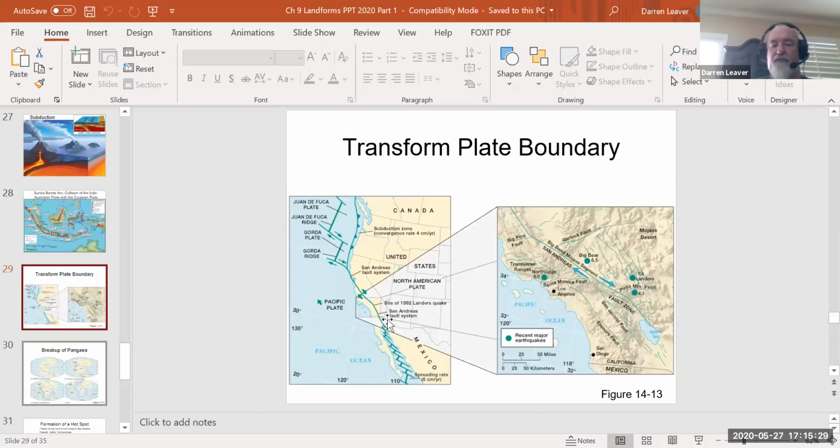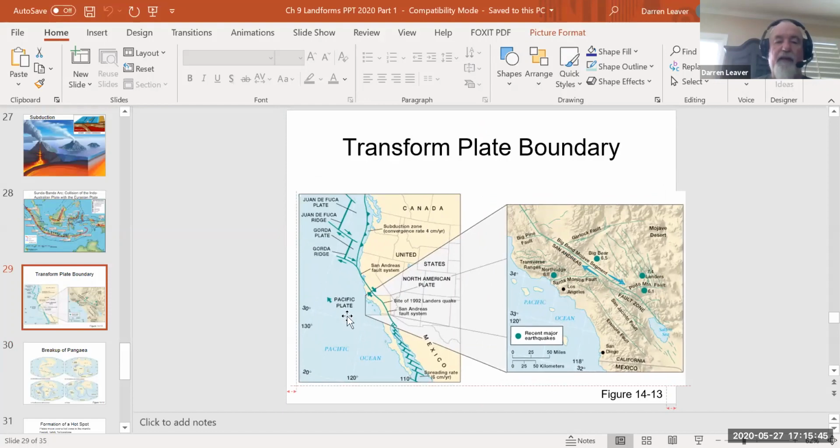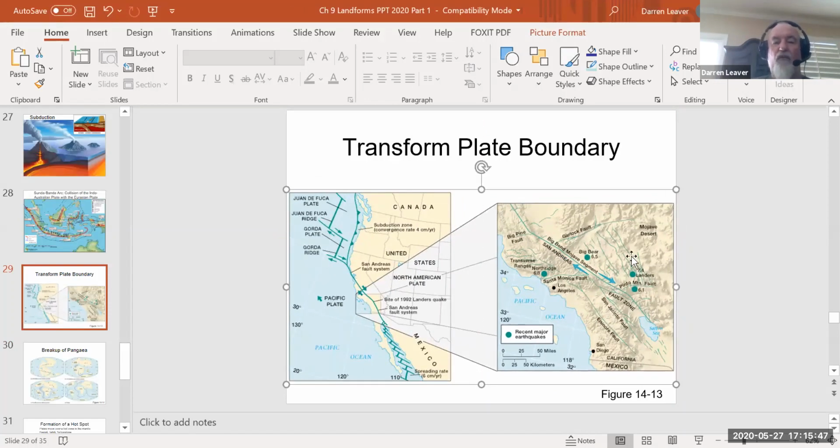Okay, our last type of plate boundary is the transform plate boundary. Here we see the Pacific plate and the North American plate. When two plates slide past each other, that's a transform plate boundary. The Pacific plate is moving northwest, and the North American plate is moving west. The only difference is that when they bump past each other, one appears to be moving north and the other south. In actuality, they are both moving somewhat west, but this one is moving northwest.